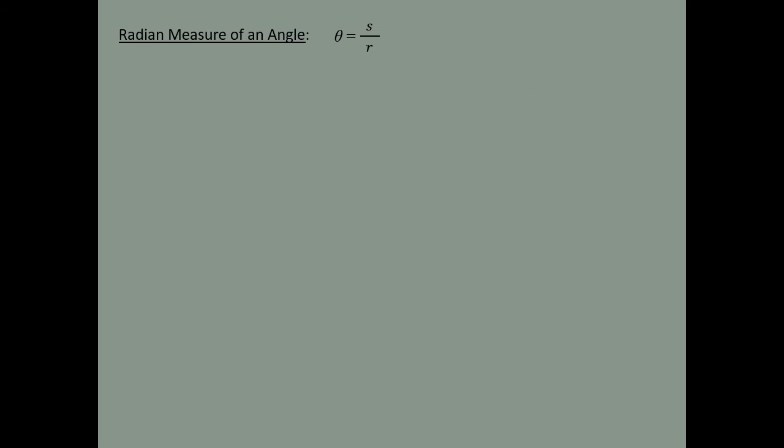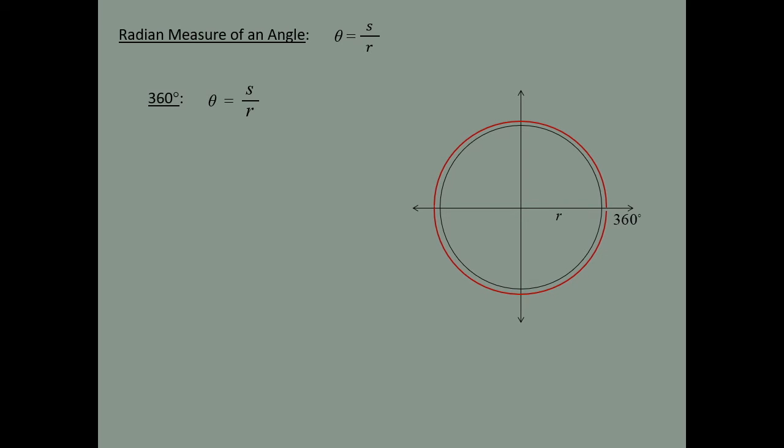Here's our definition, and we'll start with a 360-degree angle. To compute the radian measure, we need to divide the length of the corresponding arc by the radius of the circle. For a 360-degree angle, the corresponding arc will be the entire circumference of the circle. And the formula for the circumference of a circle is equal to 2 pi r. So we can substitute that for the arc length.